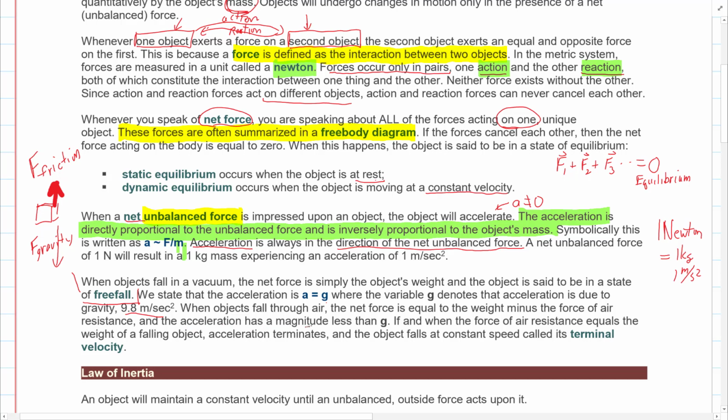And if and when the force of air resistance equals the weight, so if this ever equals this, then that plus that, opposite direction, same length, same strength of force, it will then not accelerate. So acceleration terminates. And this is called the terminal velocity. Let's just take a quick peek of a little tutorial here.